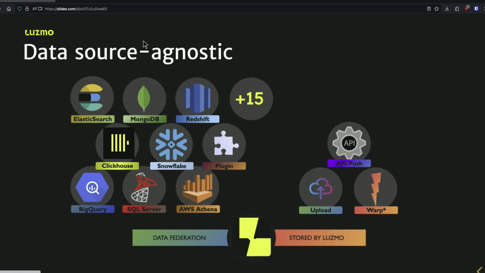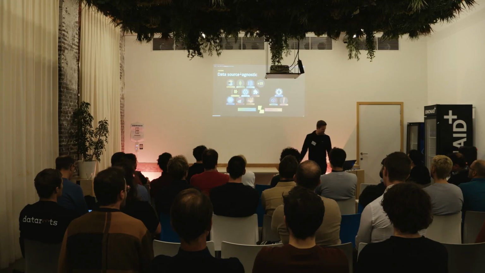There's API push, so you can push data points via the API, and there's Warp. I'll tell you a little bit about that. So where does ClickHouse come in here?